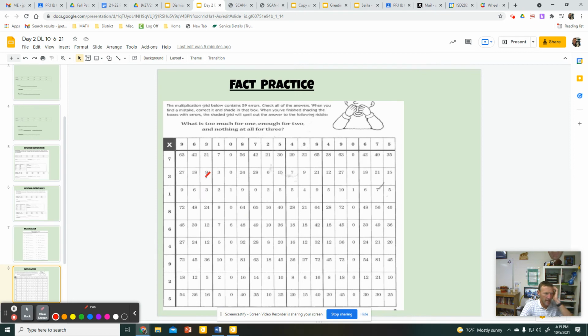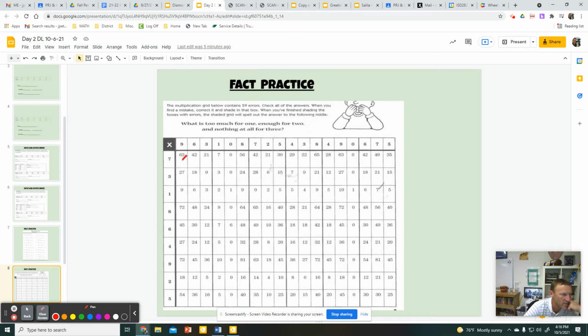And then 59 errors, read through the directions. It says the multiplication grid below contains 59 errors. Check all of the answers. When you find a mistake, correct it and shade in that box. When you're finished shading the boxes with errors, the shaded grid will spell out the answer to the following riddle. What is too much for 1, enough for 2, and nothing at all for 3? So you're just going to check it out, just like a multiplication table.